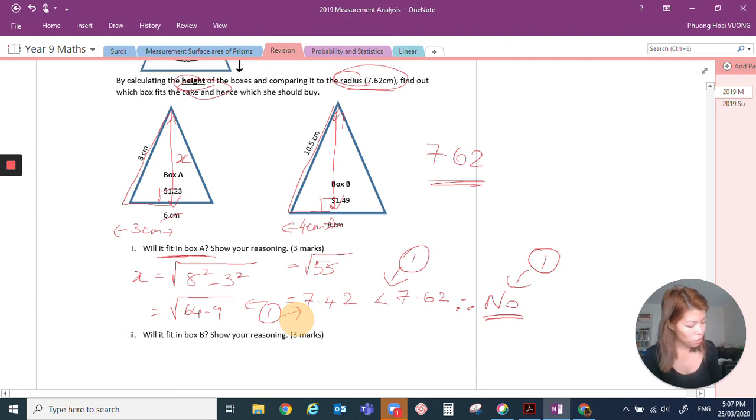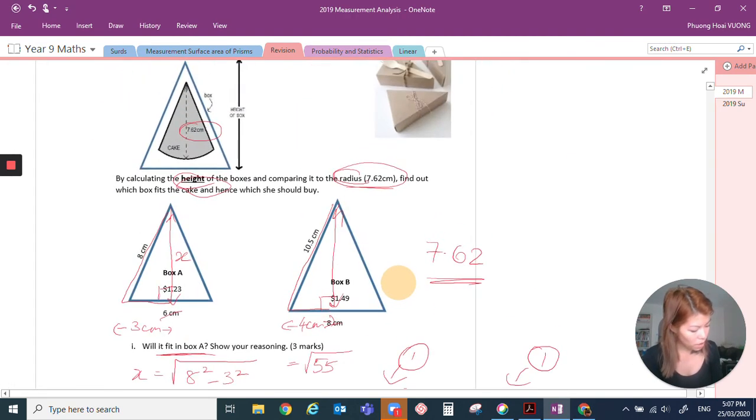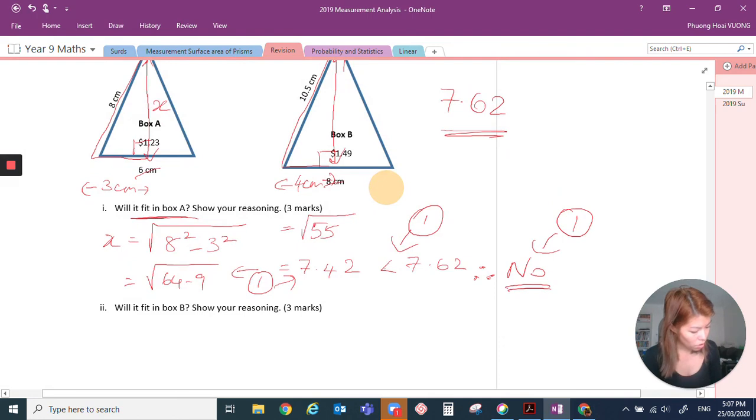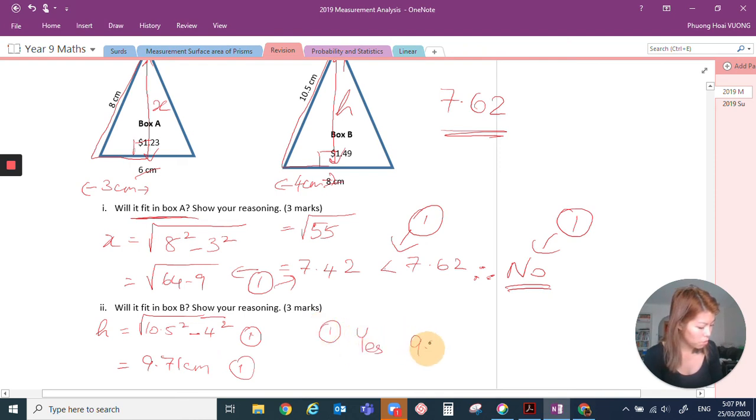Will it fit in box B? So box B, now we have exactly the same question. So we're going to find this height here. Let's call it H this time just for fun. Square root of 10.5 squared minus, this time the bottom bit is 4 squared. And we get 9.71 centimeters. So you get 1 mark for all this working out, 1 mark for the answer, and then 1 mark for saying that yes, because 9.71 is greater than 7.62.